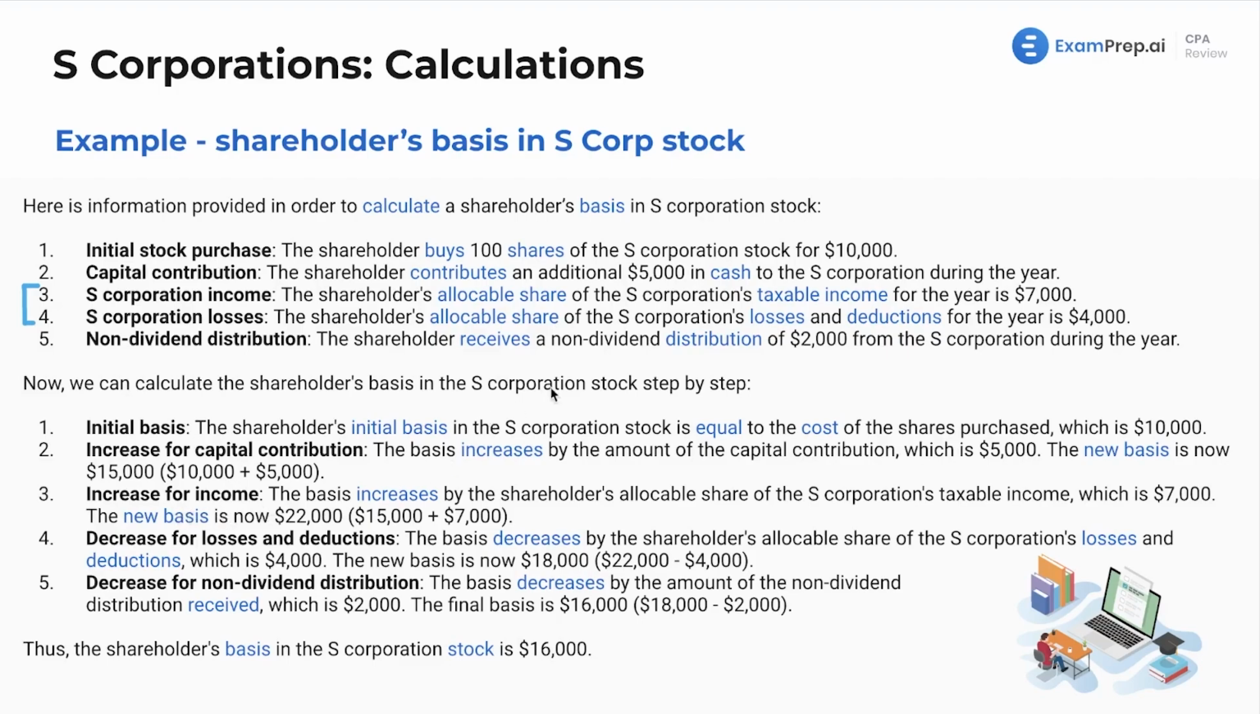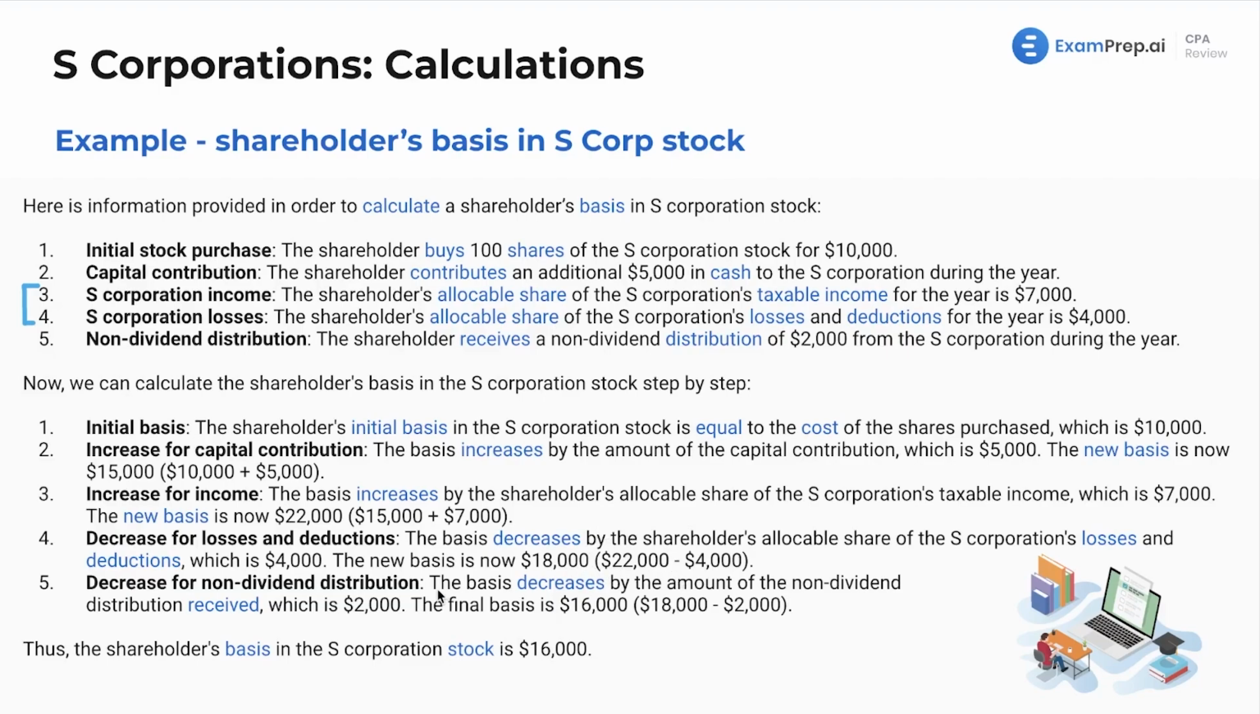We're going to see that we have $7,000 of income. Now, this is the shareholder's allocable share. Make sure you're keeping in mind, is it giving the S-Corp's total share or is it the individual shareholder's share? This is going to now be $22,000, adding that $7,000 to the 15. We're going to decrease it for any losses and deductions. What we see here is that it's just $4,000. So we're going to decrease that $22,000 to $18,000 by that $4,000.